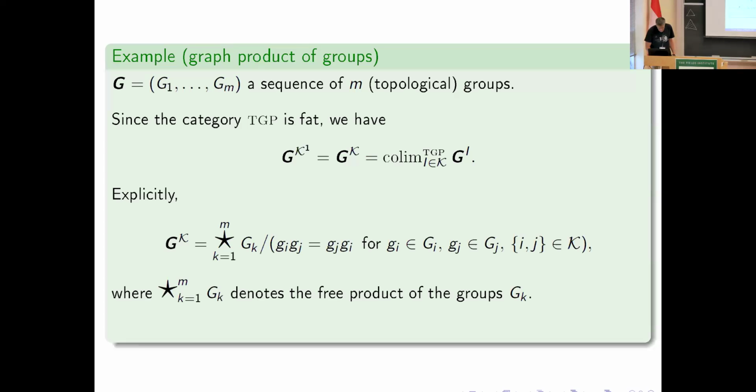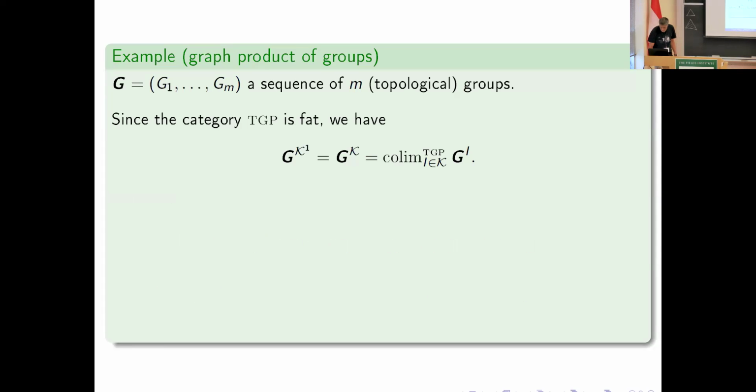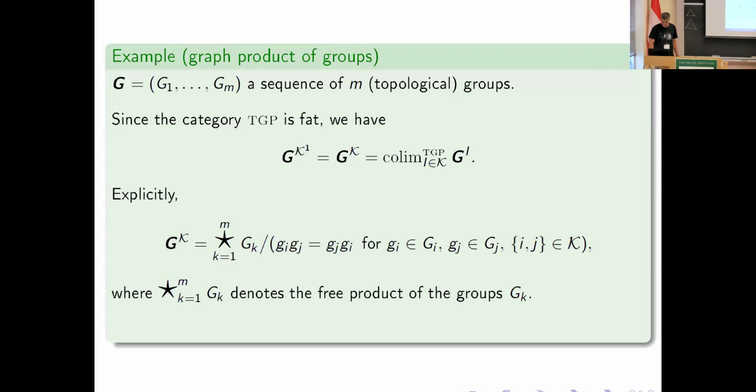Well, that's a categorical definition, but you can write it explicitly as a quotient of the free product of groups by commuting relations. You take the free product of all your groups and you impose this commutativity relation, so the elements in different groups commute whenever there is an edge in your simplicial complex. And then you can check that this gadget actually has the universal property of the colimit. So it is a graph product.